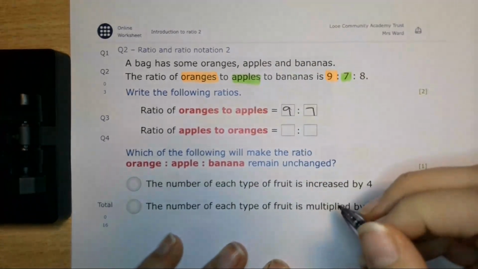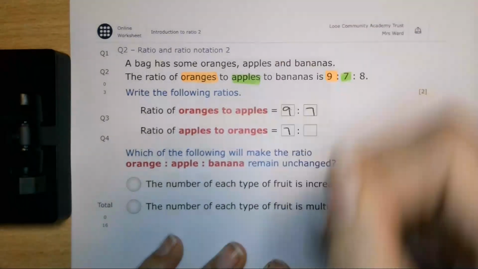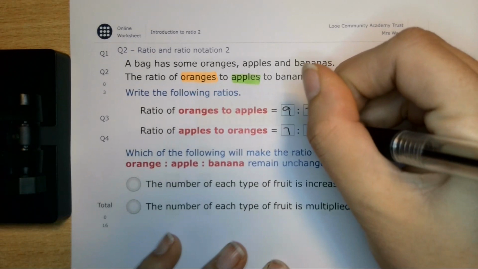Apples to oranges, so we've switched it round. So the green apples number, 7, needs to be first, and the oranges number, 9, needs to be second.